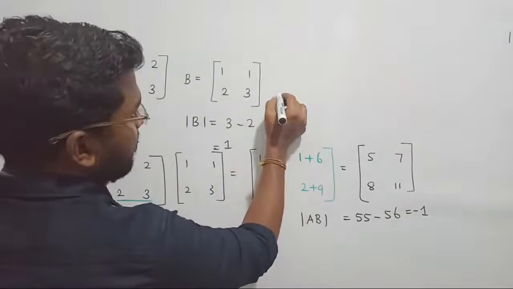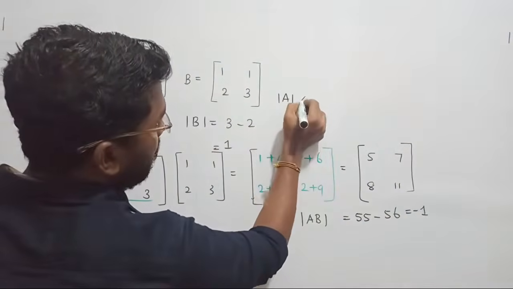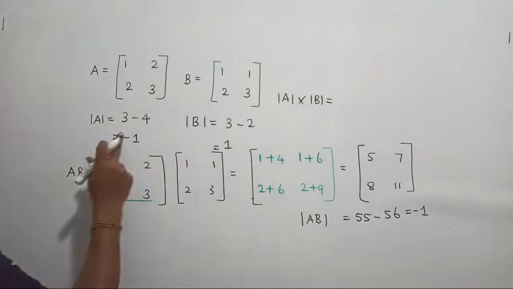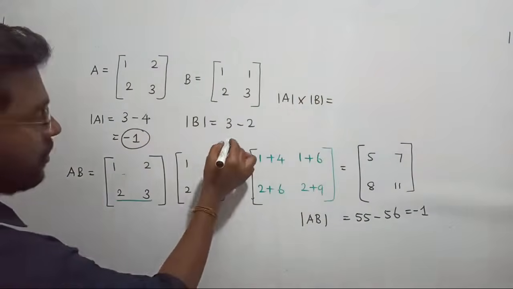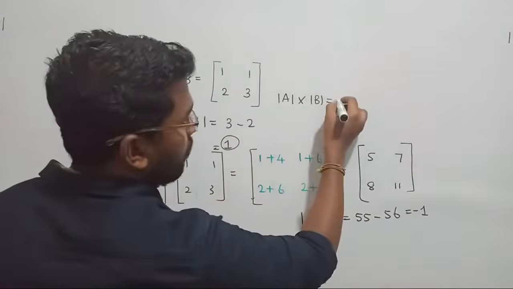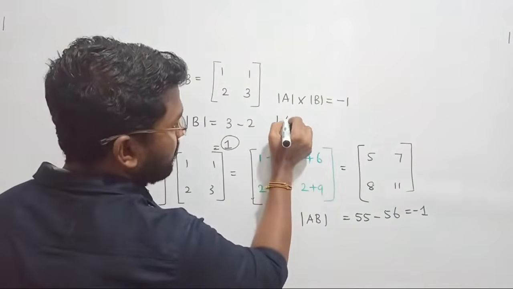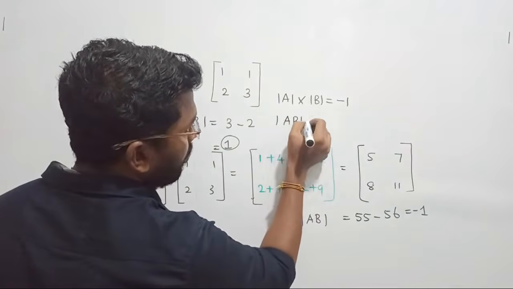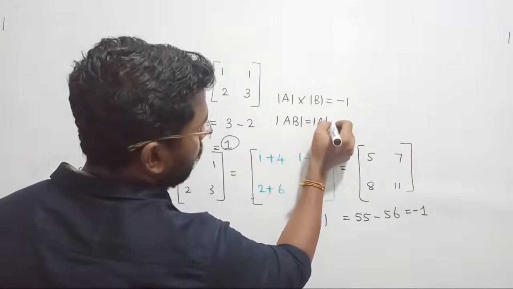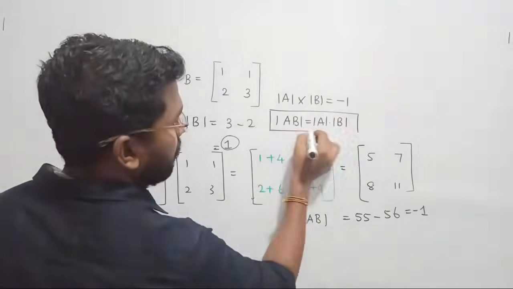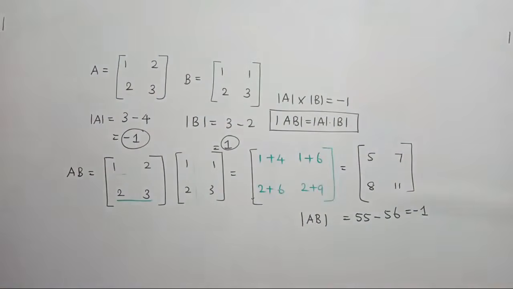Now, let us take the determinant of matrix A and multiply it with the determinant of matrix B, such that 1 into minus 1 will give you minus 1. What is the conclusion here? The next property is that determinant of AB should be equal to determinant of A dot determinant of B. That is the second conclusion. Clear? Second property of your determinant.